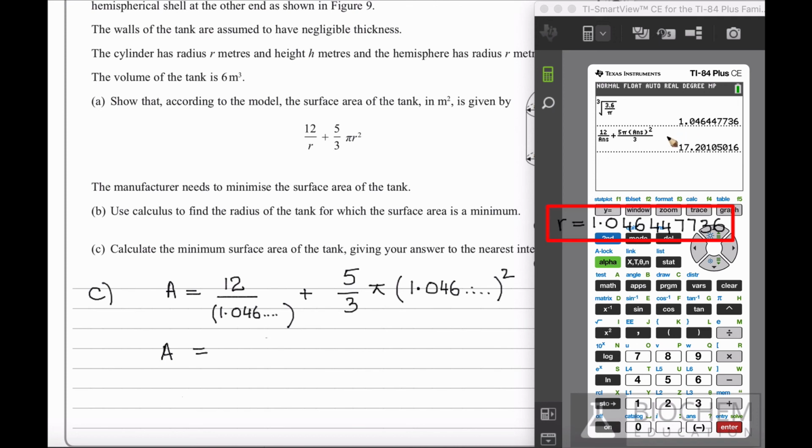And the best way to do that is to use the ans function on the calculator, because in this way you use the exact value from the previous part and carry it forward to the next equation. So hence my final answer is 17.201... But as they want the answer to the nearest integer, I'll give my final answer as 17 meters square for the minimum surface area when r was this value.